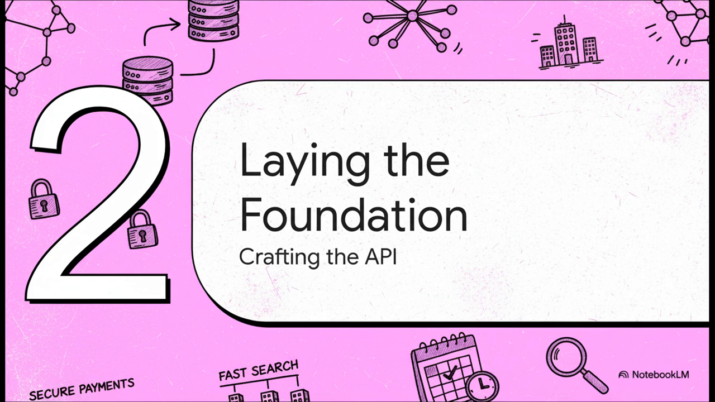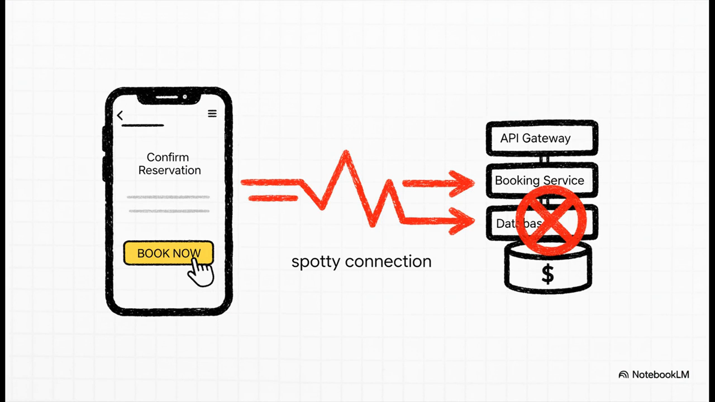Section 2 is all about crafting the API contract. Think of it like this. The API is the set of rules for how the app and the backend are going to talk to each other. It's got to be perfect. And this endpoint right here, POST /v1/reservations, this is a big deal. When you hit that reserve button, this is what your phone calls. It's what kicks off the whole process.